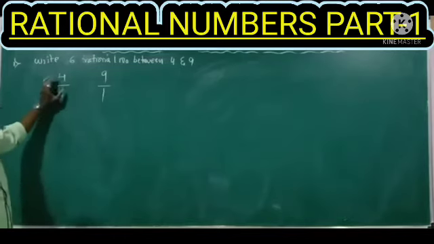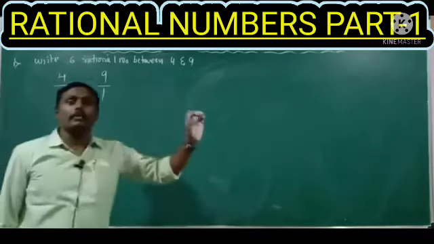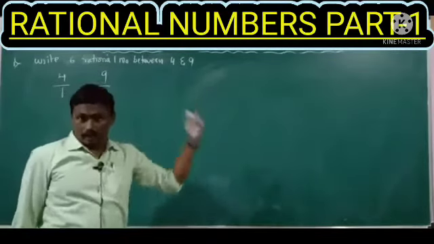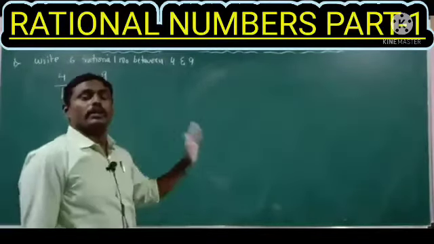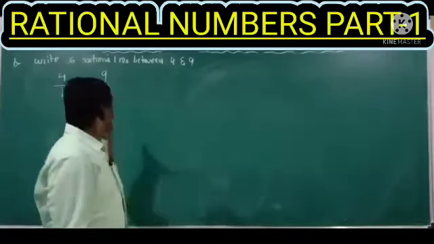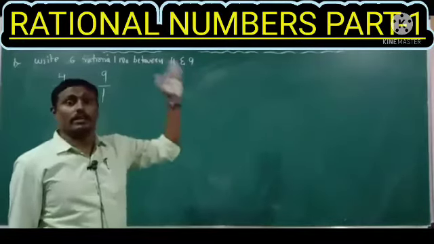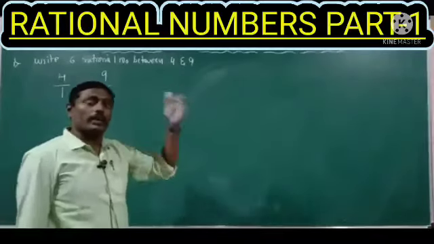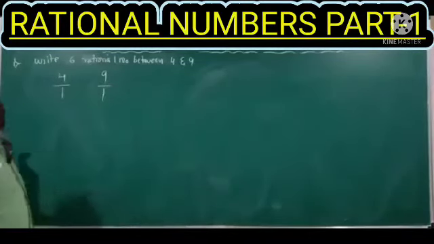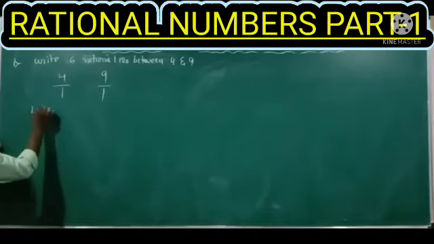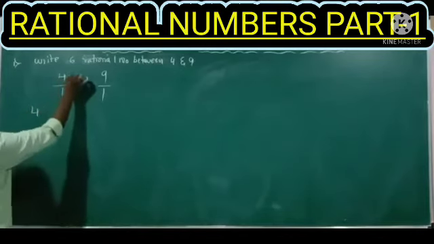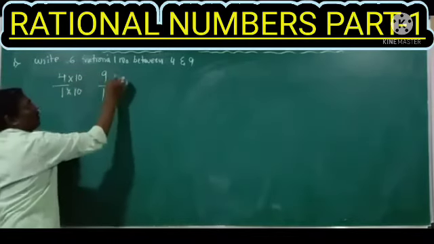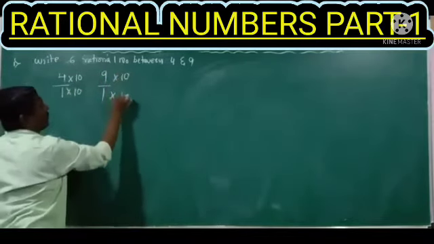Now, for these values you need to multiply the same number. Either you can multiply 10, 100, 1000 or 10,000, but you should multiply the same number for these two fractions, and for both numerator as well as the denominator. Here I am multiplying 10 for the first fraction, and the same number I am multiplying for the second fraction.